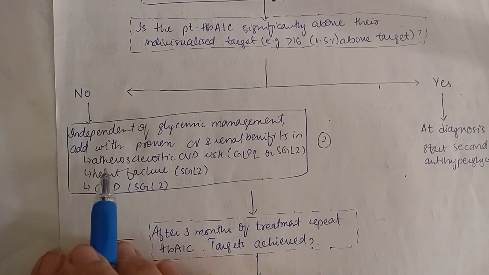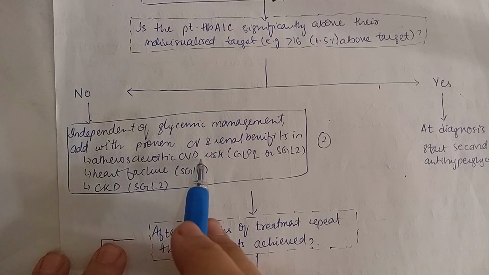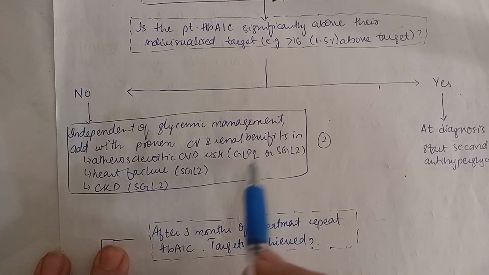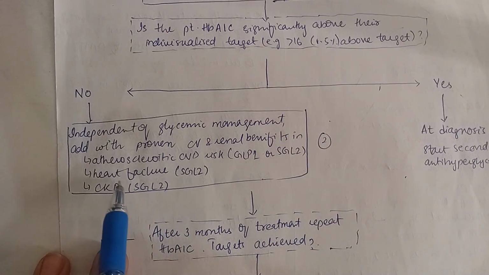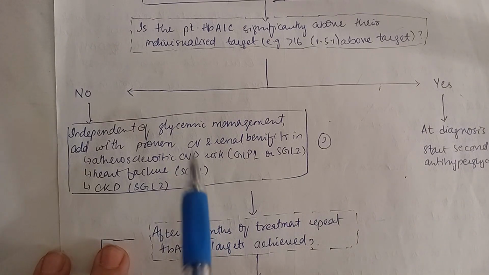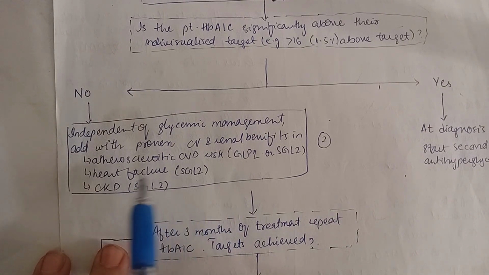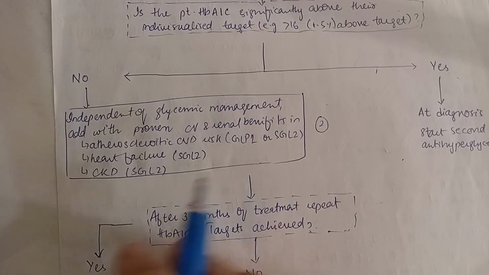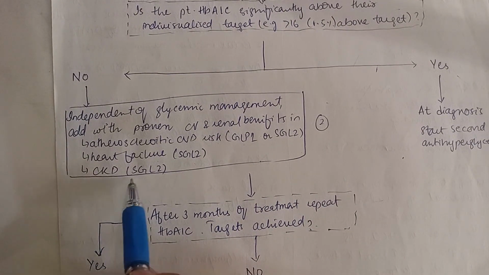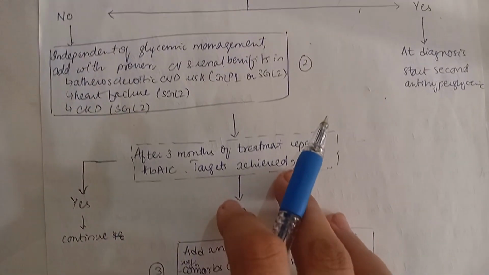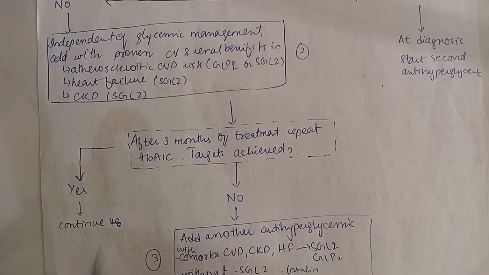So, what are these drugs? If the patient has atherosclerotic cardiovascular disease risk, GLP-1 or SGLT2. If the patient has heart failure, SGLT2 is the best drug for heart failure patients with diabetes. And in chronic kidney disease, SGLT2 is the treatment of choice for the patient with CKD and diabetes.